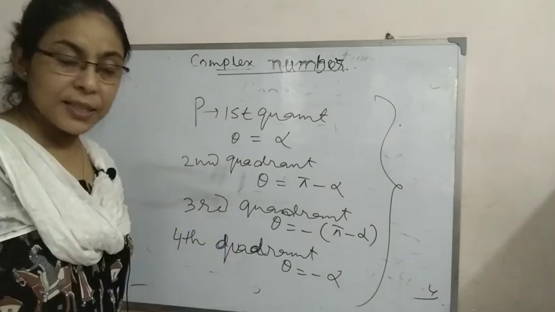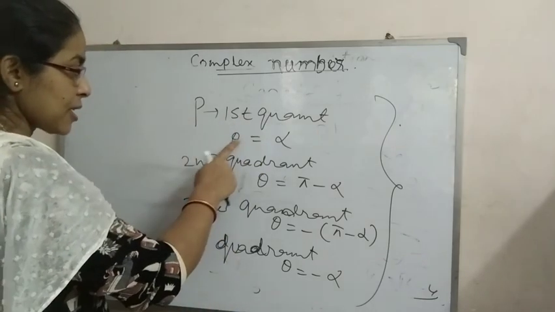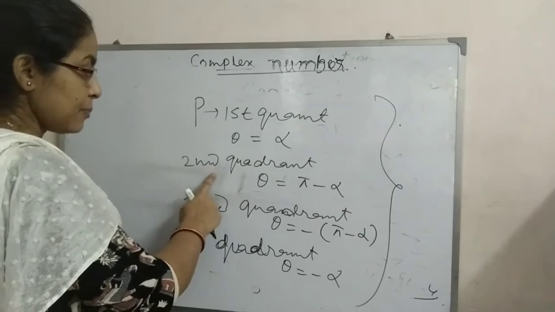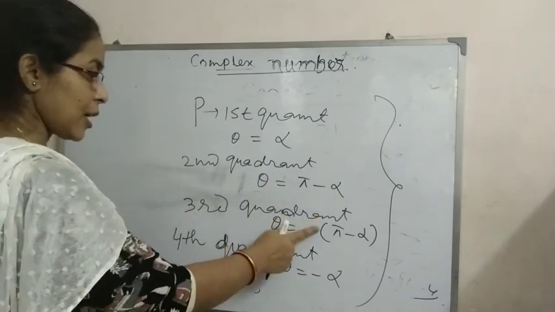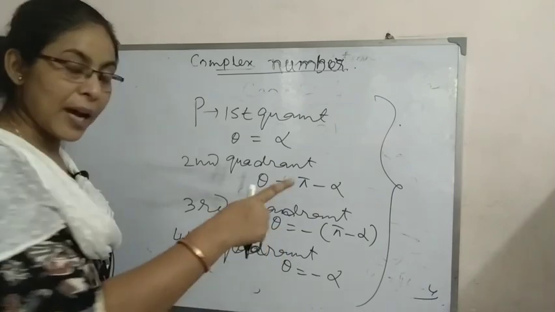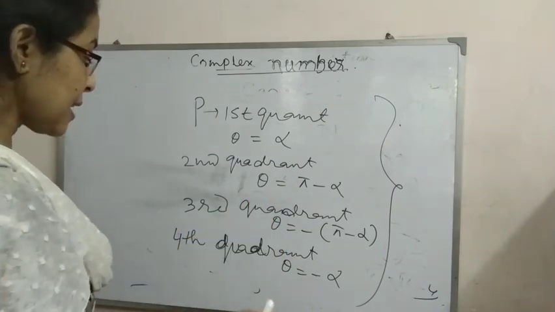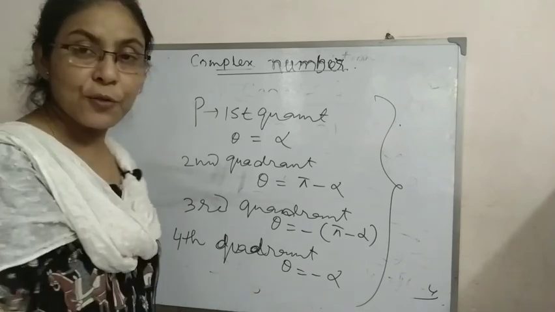Keep this in your mind. P lies in the first quadrant, theta equals alpha. P lies in the second quadrant, theta equals pi minus alpha. P lies in the third quadrant, then theta equals minus pi plus alpha. Fourth quadrant, theta equals minus alpha.